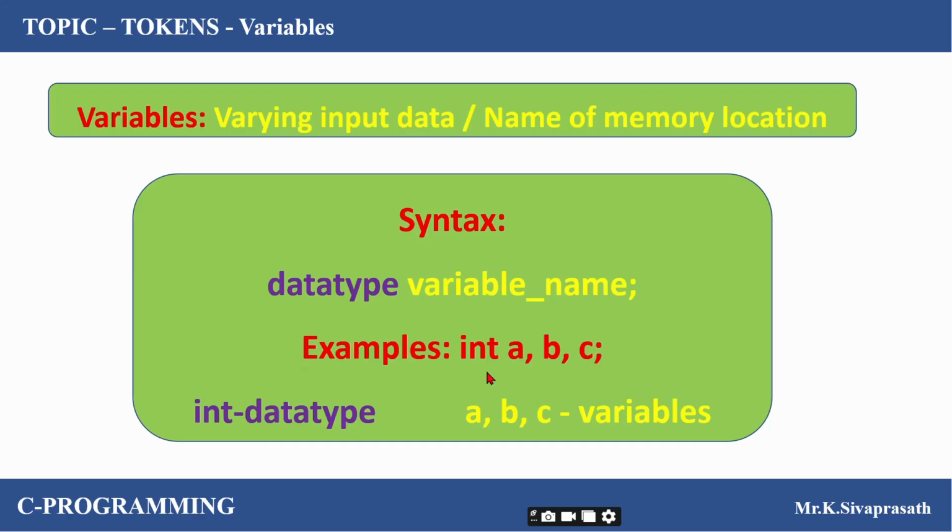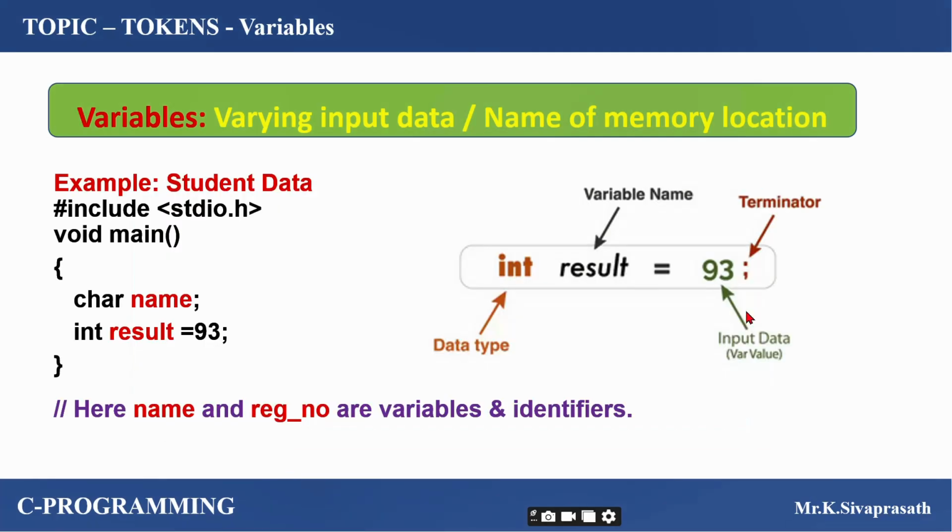For example, if we need to include three different data under the variable names a, b and c, this represents variable names under the data type of integer. We can include data of different data types. So the variables are the varying input data that is totally customizable by the users. Here int is the data type and a, b, c are the variables. Now coming into the programming, the same example of a student's data is considered, and here char name.